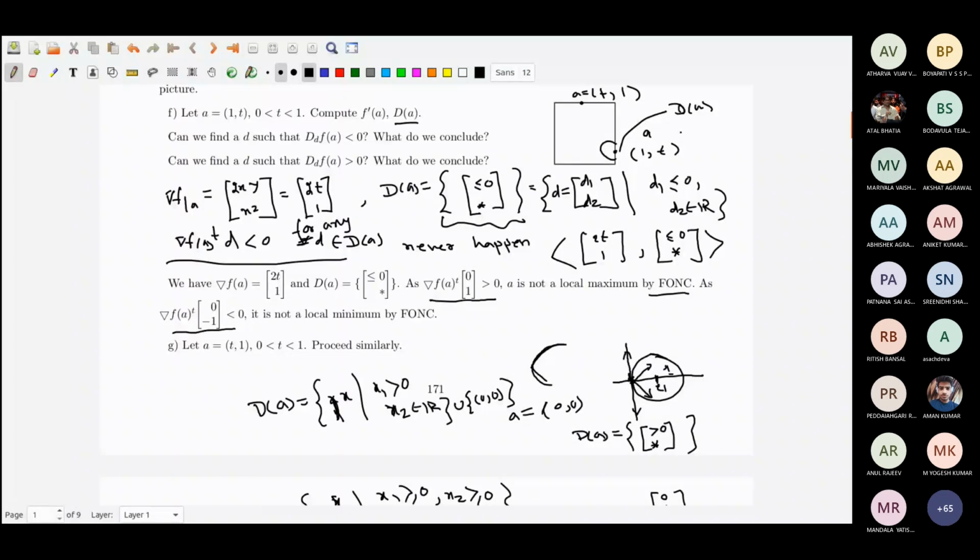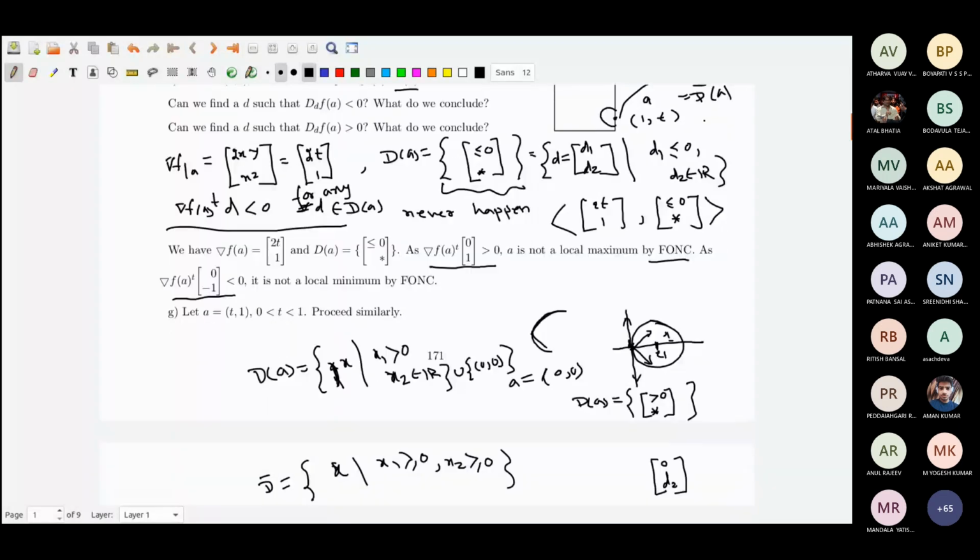The important issue is that I have found a direction along which the directional derivative is negative, and another direction along which the directional derivative is positive, and therefore this point cannot be a point of local optimum. So that is the essential part. The important part here is to somehow imagine a direction, and we will see more examples later.